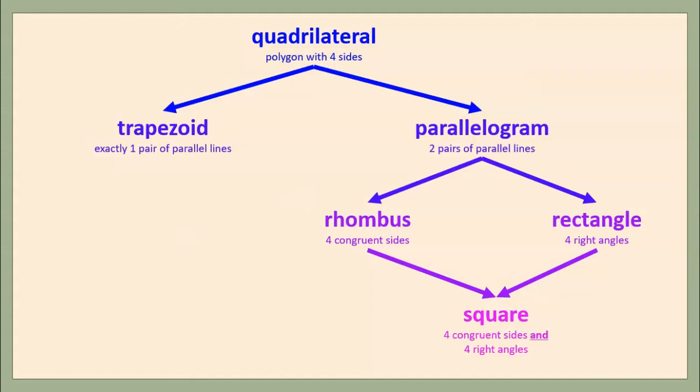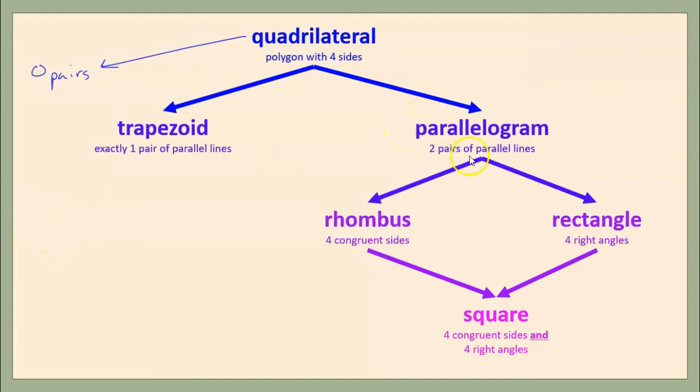And this may look familiar. We talked about this hierarchy a little bit. We started with quadrilaterals at the top, a polygon with 4 sides, and we divided that by how many pairs of parallel lines they have. If they have exactly 1 pair, that is called a trapezoid. If it has 2 pairs, we call it a parallelogram. And remember, there is actually another one that has 0 pairs of parallel sides. We're just not talking about that particular quadrilateral today.